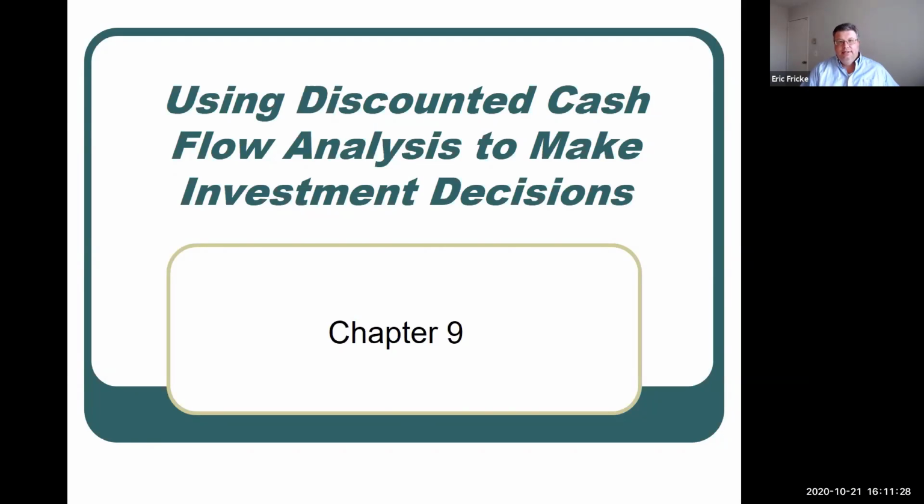So chapter 8, we figured out how to calculate NPV, IRR, and how to analyze projects to see whether or not they were worth investing in. Chapter 9 basically shows us how to get the cash flows into those NPV and IRR calculations. How do we calculate those cash flows? That's what chapter 9 is all about.